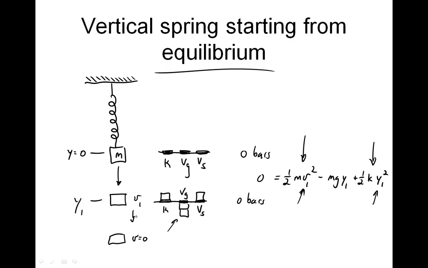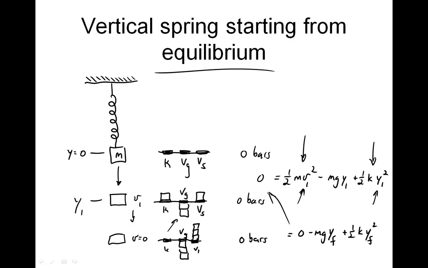There'll be another point a little bit farther down where the velocity is equal to 0. That's going to be the lowest point it reaches. If I look at my energy bar graph there, there's no kinetic energy. There must be more spring potential energy, and it must be farther down, and so more gravitational potential energy. But I still end up with 0 bars. And so I would find that this is equal to 0 minus mgy final, if you will, plus 1/2 ky final squared. And all of that's going to equal 0 because I'm conserving energy.